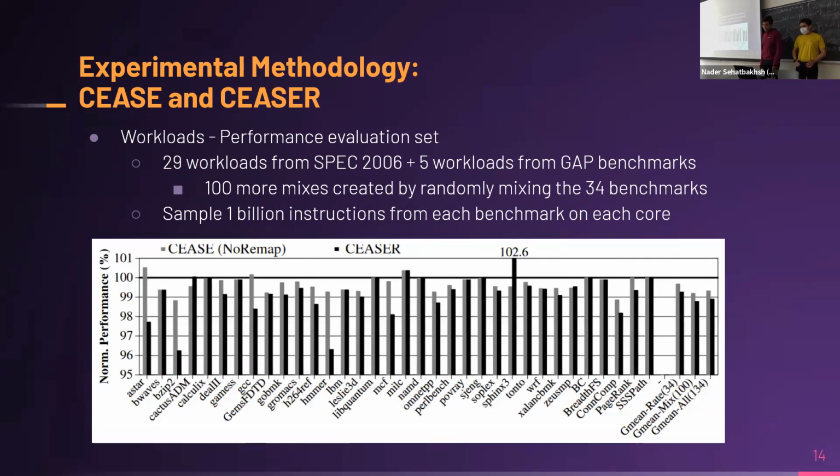They also made 100 more mixes created by mixing each of these 34 benchmarks. Through this, they were able to see what the average performance would be for an average workload. Not only did they do this, but they also sampled 1 billion instructions. So we can be sure that they tested this thoroughly, and it wasn't just a lucky set of 100 or 1,000 instructions. With 1 billion, we know that this performance is what we expect.